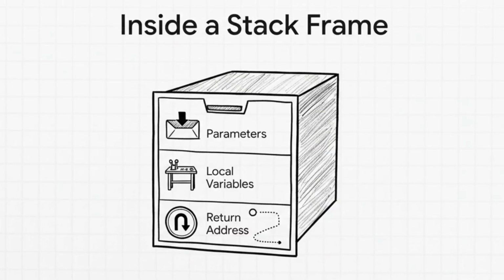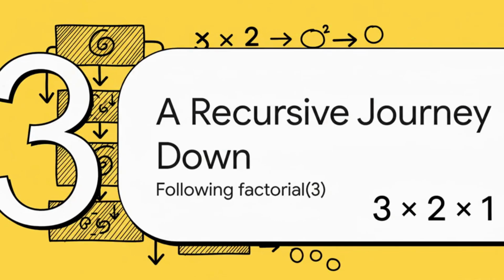So each one of those plates we just talked about, in programming, is called a stack frame. Every single time a function gets called, a brand new frame is created and pushed onto the top of the stack. And this frame is like a little private office for that one specific function call. It holds everything it needs: the inputs it was given, any variables it creates for itself, and this part is so important, the return address, which is just a note on where to go back to when its job is done. This little private office is what lets each recursive call do its own thing without getting confused by all the others.